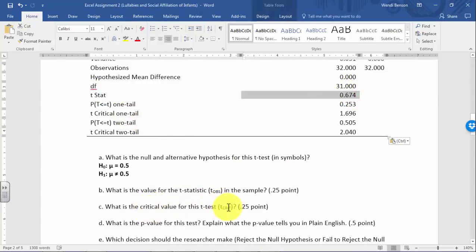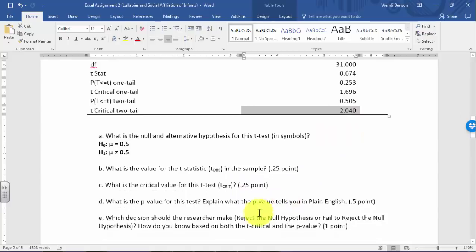What's the critical value for the t-test? Well, remember, we're focusing on the two-tailed value here. So just add that. I'm giving you the answers right now. What is the p-value for this test, and explain what that tells you. So if you forgot what my explanation was for that, go back and rewatch that section of the video, but there's your p. Then which decision should the researcher make, and how do you know based on t-crit and the p-value? So I just went over that as well.